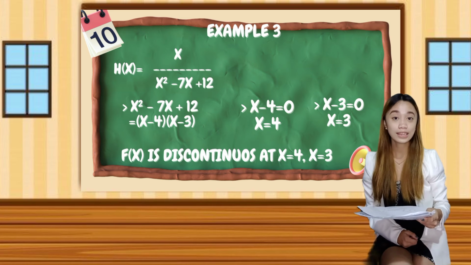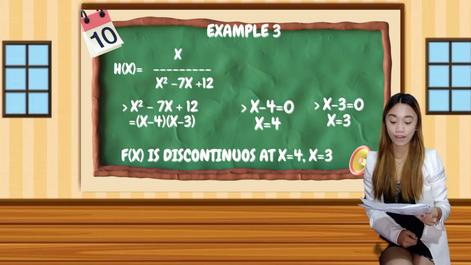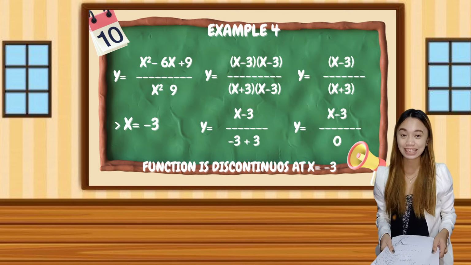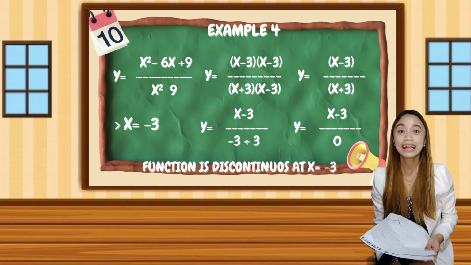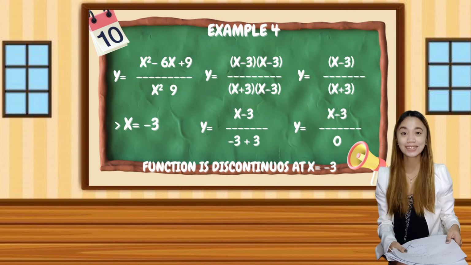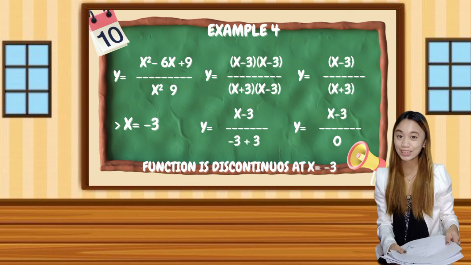That means, with this equation, we can say that our function h of x is discontinuous at x is equals to 4 and x is equals to 3. So now, let's proceed to our last example. We have again to determine the point of discontinuity. So we have y is equals to x squared minus 6x plus 9 all over x squared minus 9.